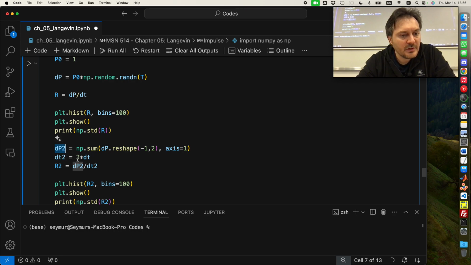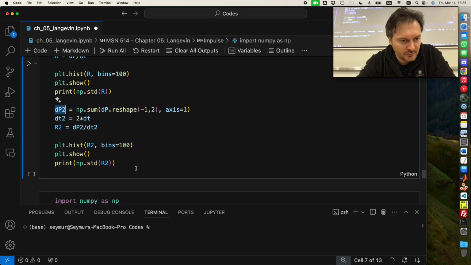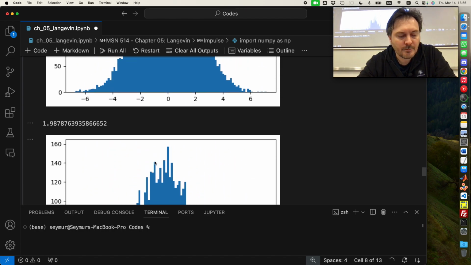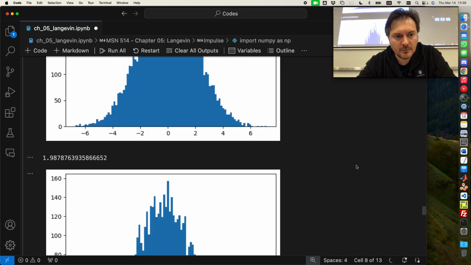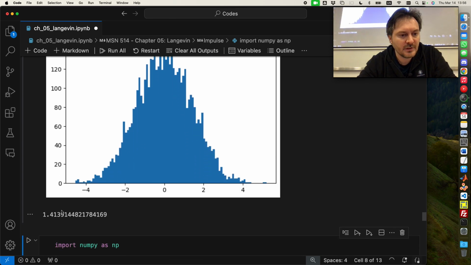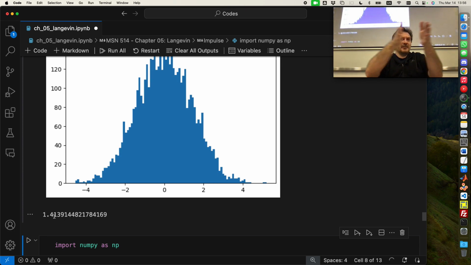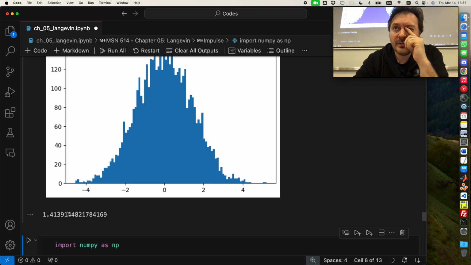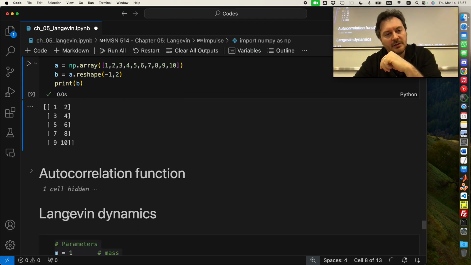My dt2 is 2 times dt, and my r2 is dp2 over dt2. So if I run this code, you will see that the standard deviation for the first one is around 2, while the standard deviation for the second one is around square root 2. Which means that as I increase it by twice, I get a reduction by square root 2. Are you happy? Okay, good.